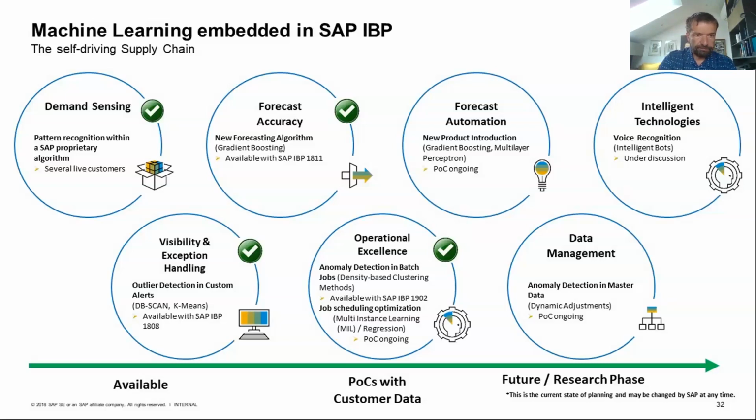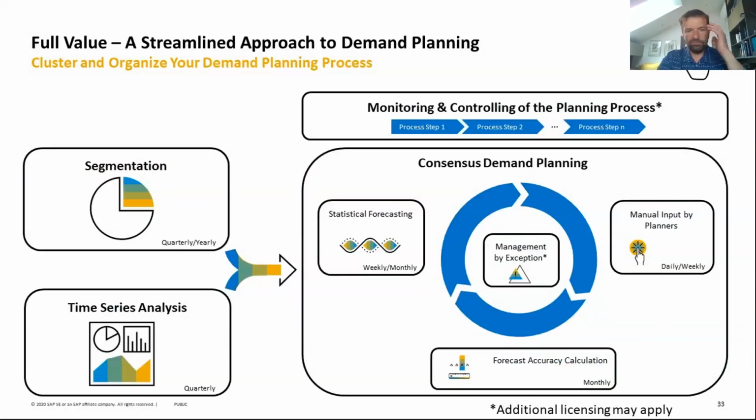Okay, so we will have to go a little bit quicker because I have to keep the time. So this is the picture of the whole, let's say, planning process. Maybe consumer goods, you have some segmentations of the products, time series analysis, coming into the consensus demand planning, statistical forecasting, and this is the plan of the inside of the IBP, how the process and how the things are working.